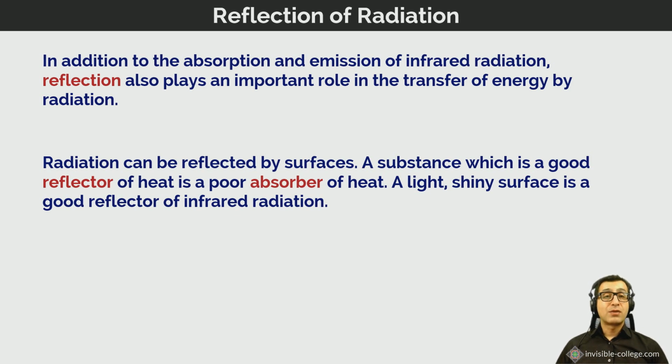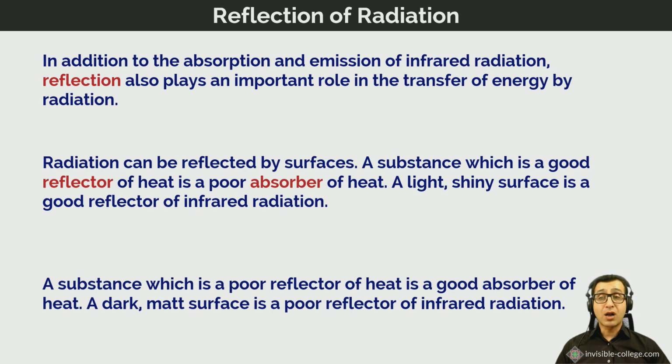But reflection is something different. If something is a good emitter, it's going to be a poor reflector. If it's a good absorber, it's going to be a poor reflector. So a substance which is a poor reflector of heat is a good absorber of heat, and so a dark matte surface is a poor reflector of infrared radiation.